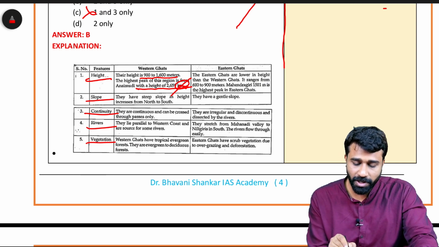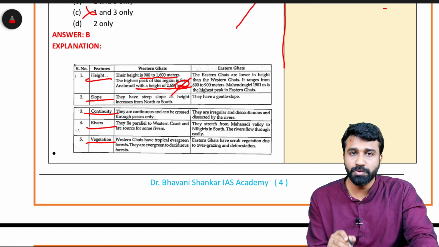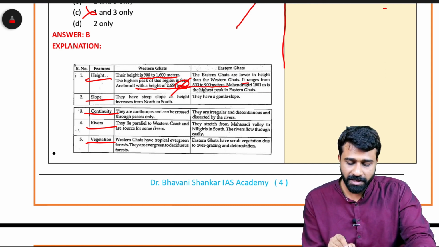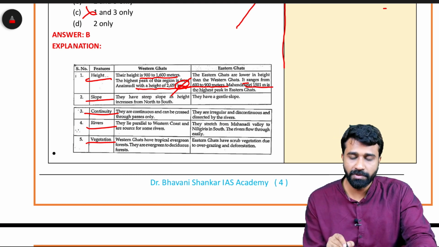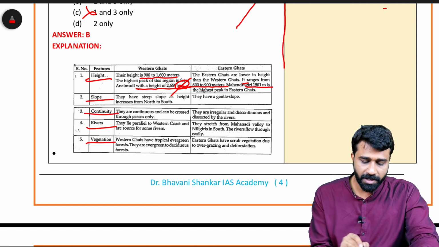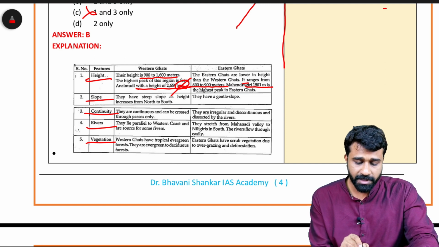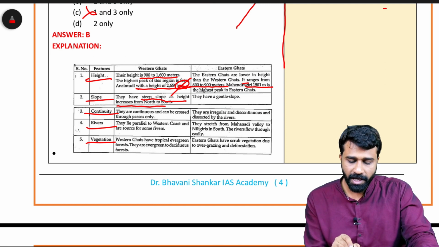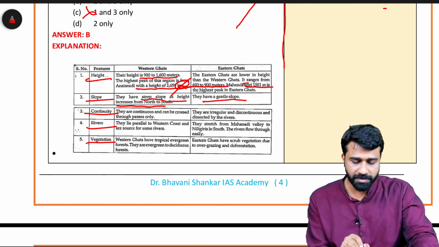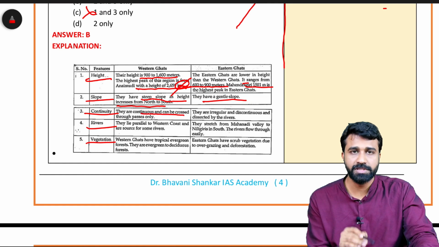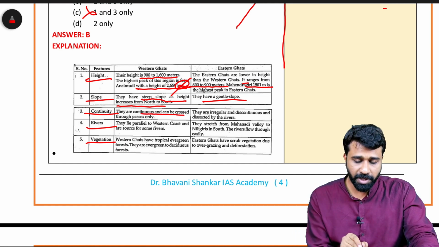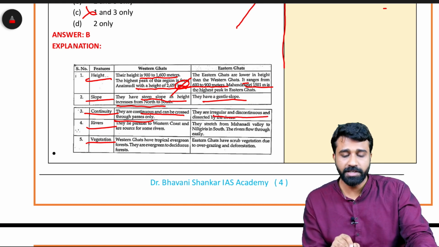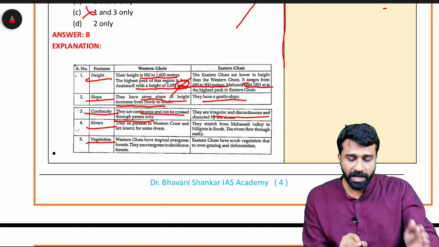Next, Eastern Ghats are lower in height, and their usual range is between 600 meters to 900 meters. Mahendragiri is the highest peak with a height of 1501 meters. Coming to the slope part, Western Ghats have a steep slope, and the height increases in the north to south direction, and Eastern Ghats have a very gentle slope. In Western Ghats, you have continuous mountain ranges, and they can be crossed only through passes. Eastern Ghats are irregular and discontinuous, and they lie parallel to the Western Ghats.